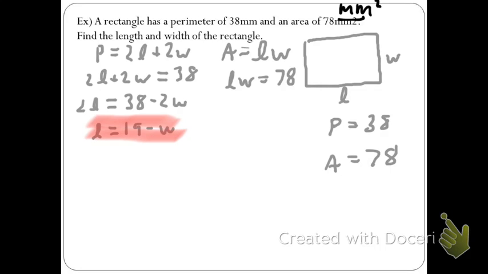That's important. Now what we're going to do is we're going to go to this area equation and we're going to replace L with 19 minus W. So that's going to look like this. 19 minus W times W is equal to 78. Are you seeing where the quadratic part of this problem is going to come from yet? Now this equation has only one variable in it, and we're going to have a W times a W, so it's going to end up being a quadratic equation.